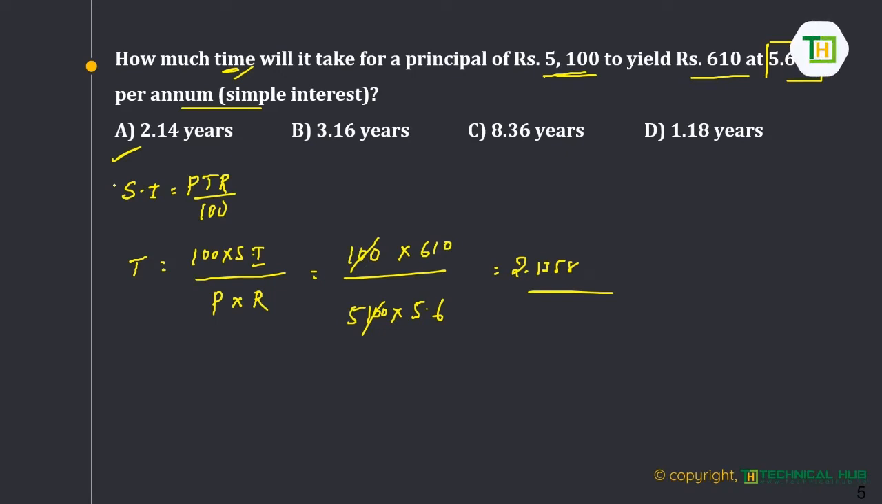And principal is 5,100, and R is equal to 5.6%. If rate of interest is given as 10%, 20%, 30%, then you can solve the questions without using this formula. Here decimal value is given, so the method without formula is complicated whenever percentages like 5.6 and 7.8 are given. So you have to use the formula, then you will get the answer 2.1358 and something, which is close to 2.14.